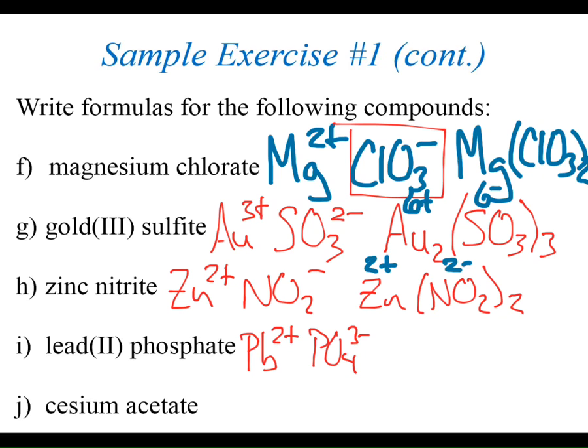Okay, so I've got a 2 plus and a 3 negative. So what do I need to think about doing here? Yeah, 2 and 3 both go into 6. So how many lead 2 pluses do I need to get me a 6? 3. How many phosphate 3 negatives do I need to get me a 6? 2. So PO4, 2.